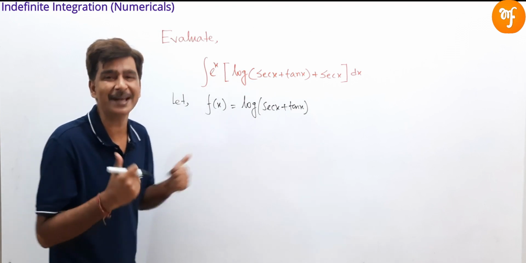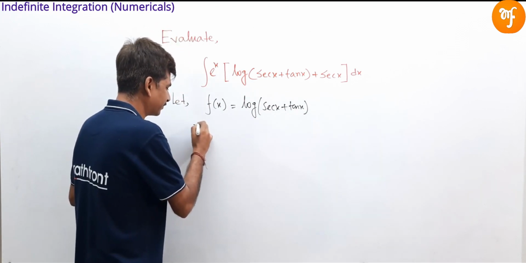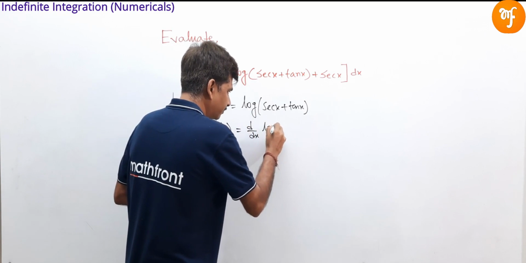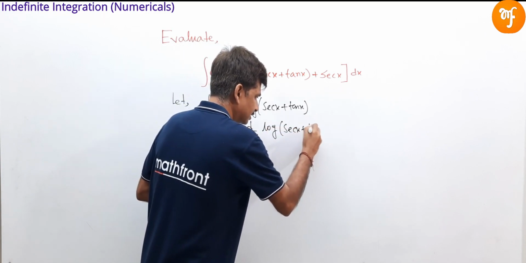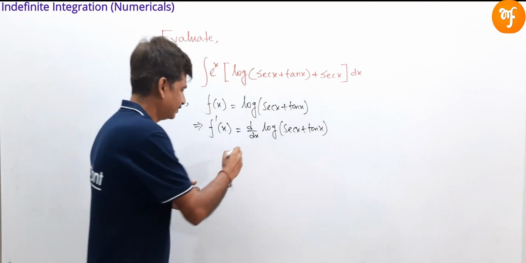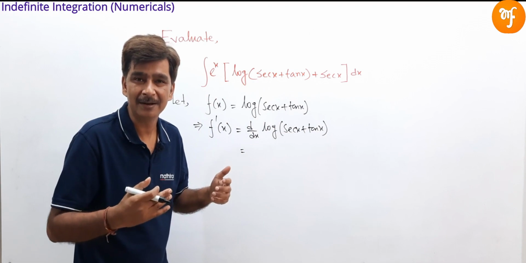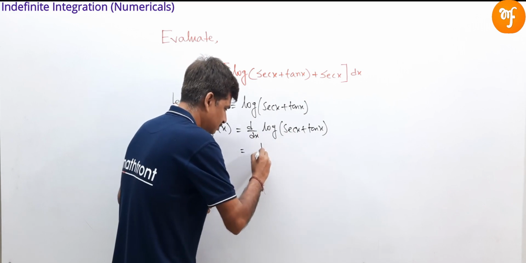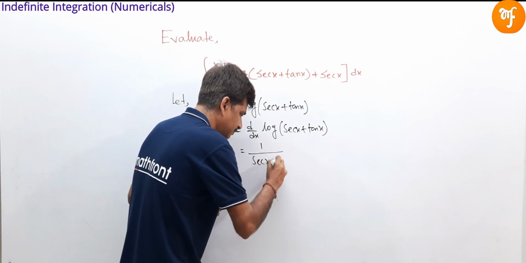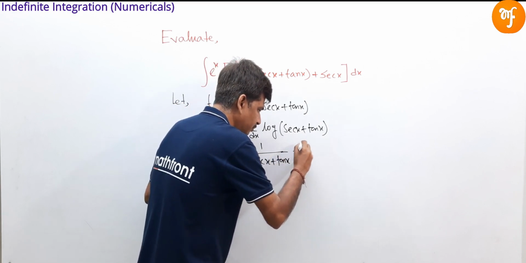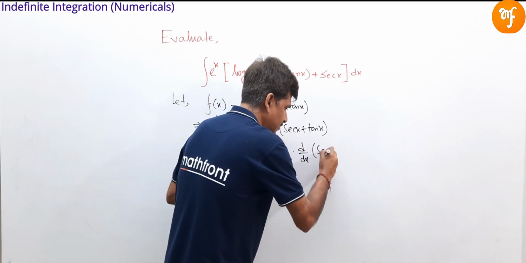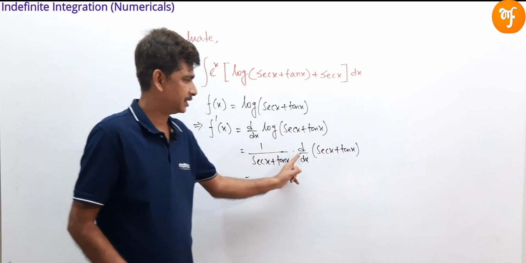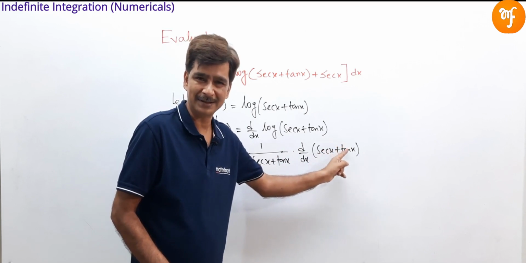Now, differentiating both sides with respect to x. So, d/dx of f(x), which is f'(x), is equal to d/dx of log(sec x + tan x). Now, this can be found by application of the chain rule. So, d/dx of log(sec x + tan x) is 1 divided by (sec x + tan x) into d/dx of (sec x + tan x). Is it clear? And we can proceed: d/dx of (sec x + tan x) is sec x tan x + sec^2 x.